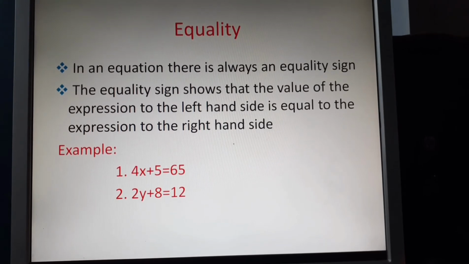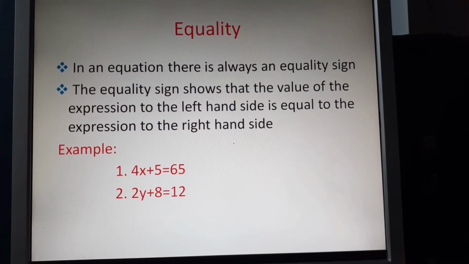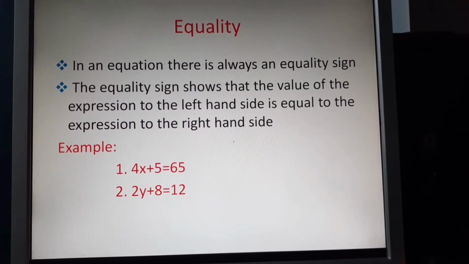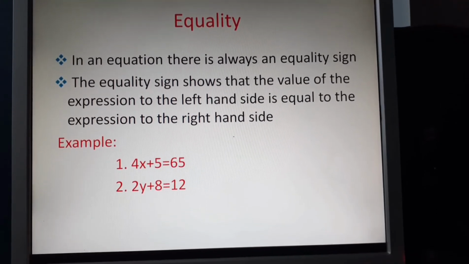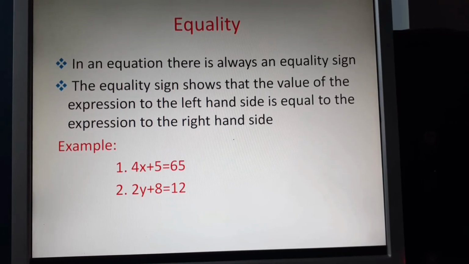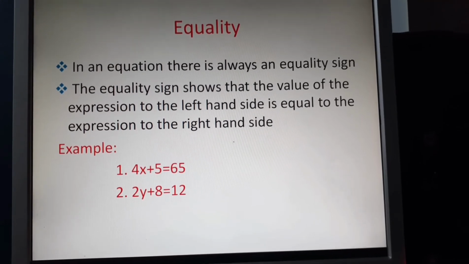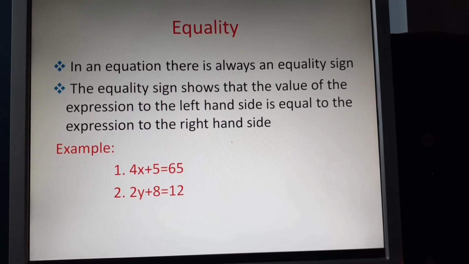Equality. In an equation, there is always an equality sign. The equality sign shows that the value of the expression to the left hand side is equal to the expression to the right hand side. Example, 4x plus 5 is equal to 65. In first example, left hand side value is 4x plus 5 and right hand side value is 65.